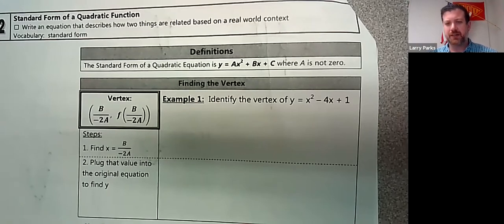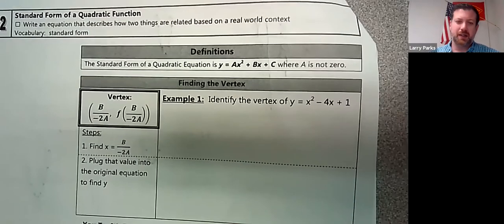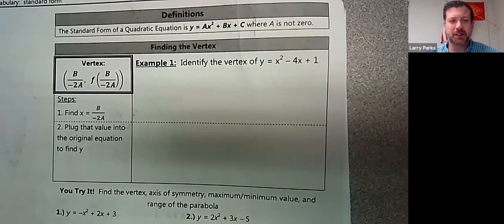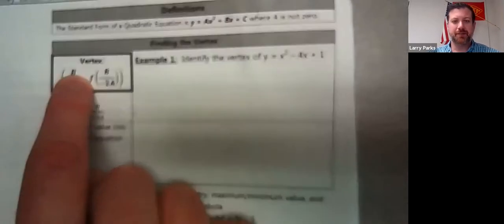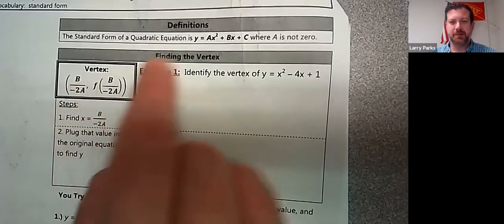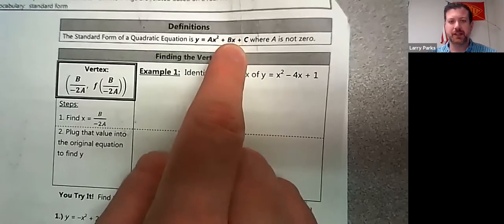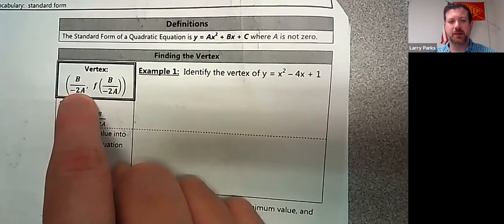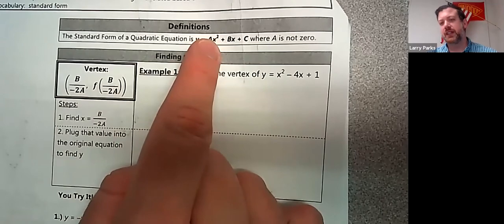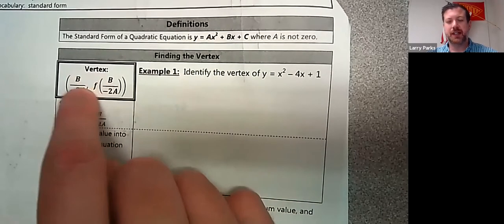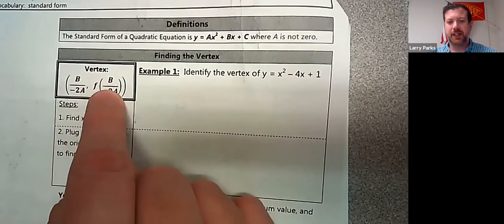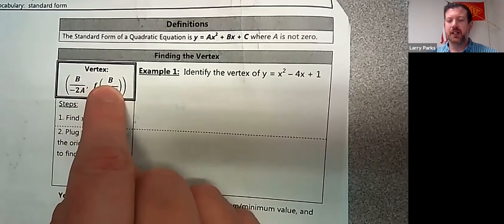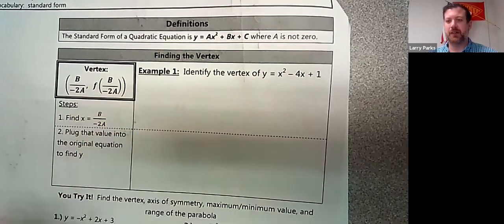There's two ways to find the vertex. Most kids prefer using this formula. And this formula says you take your b term, which of course is the number in front of x, and you divide it by -2 times a. And a, of course, is the number in front of x squared. So that's what goes for the x value. And then to find the y value, whatever number you get here, you plug into the function, and you see what the y value is.